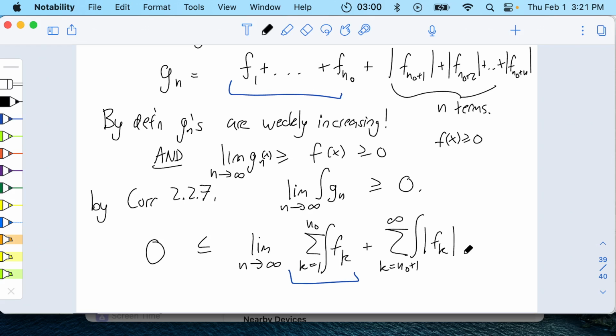Would the second one be as it goes to n? Yeah, you're right. Yes, it should. Also a finite sum. You go to n, you take the limit. Thank you. Very good. Okay.